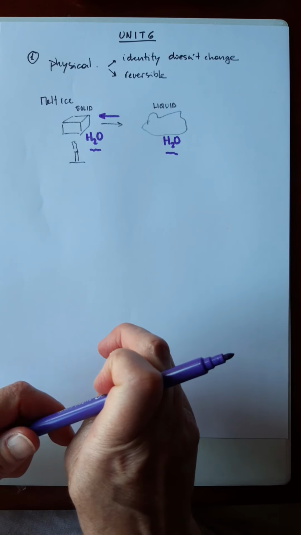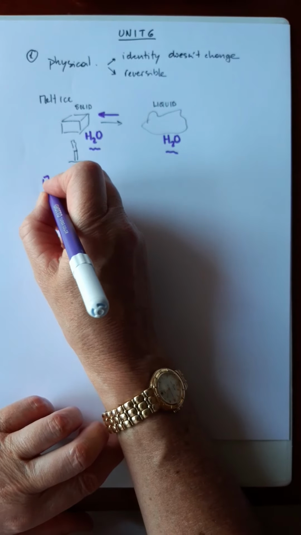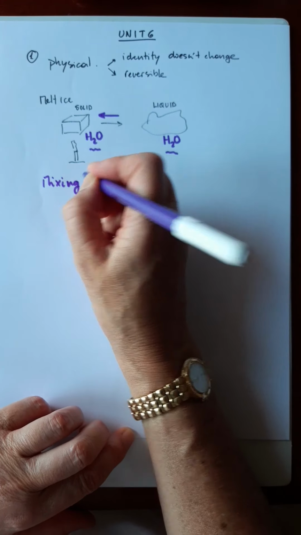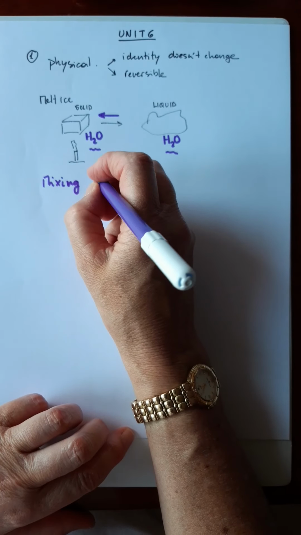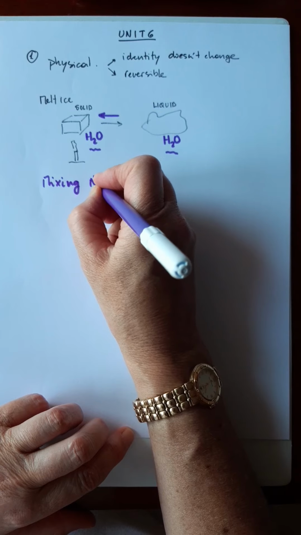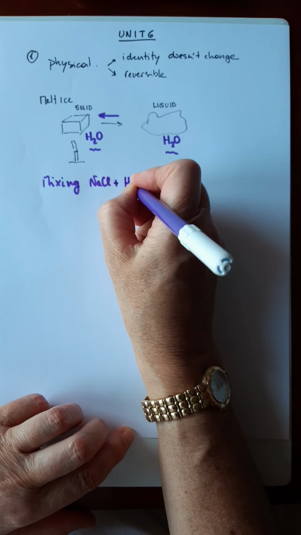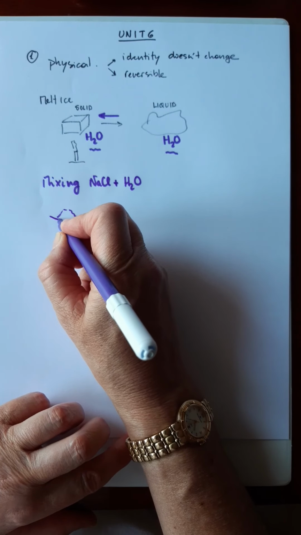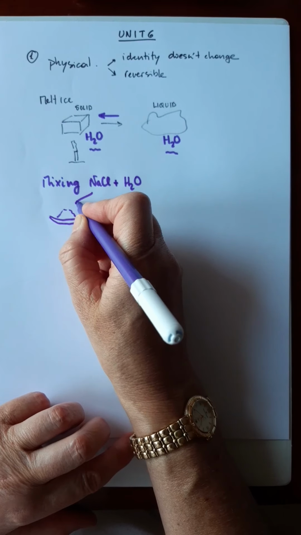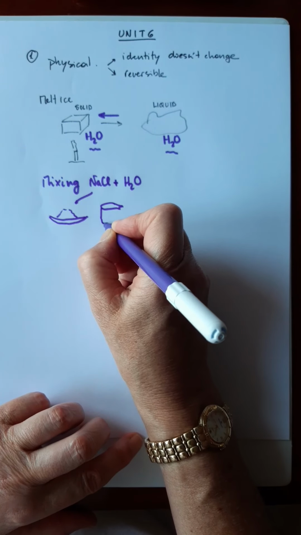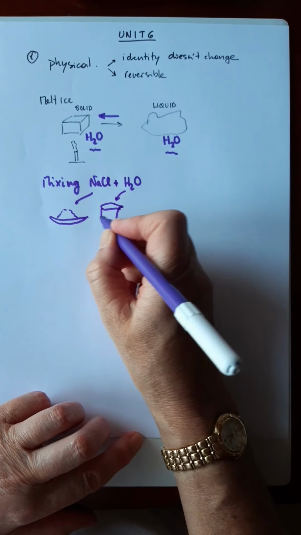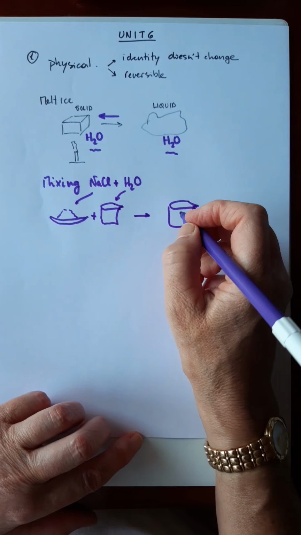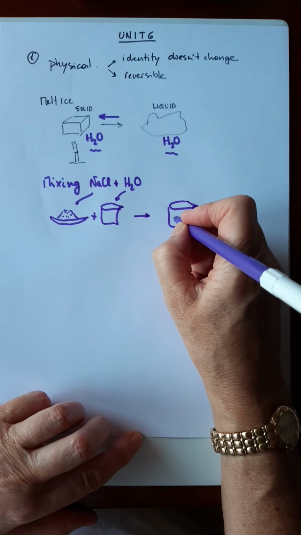Another example of a physical change is mixing. Mixing, for example, salt and water. If I mix salt and water, in the beginning I have an amount of salt and a glass of water or a beaker of water. I mix them and what I have is a solution. Okay? I cannot see the salt, but salt is there.